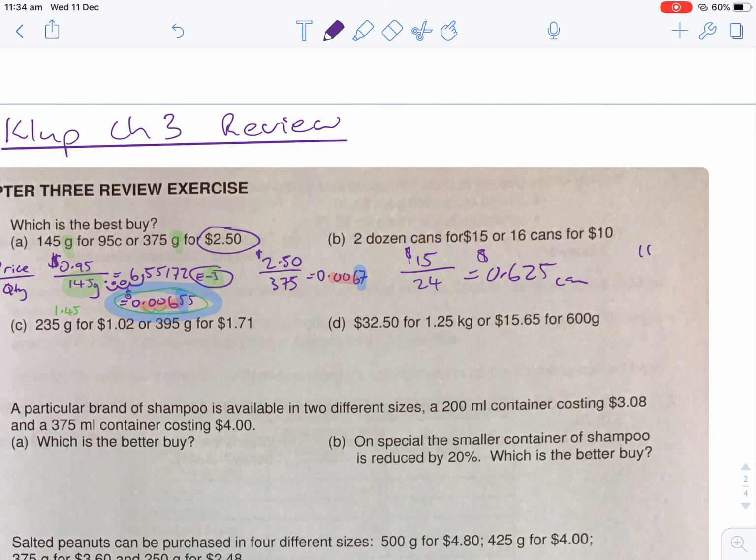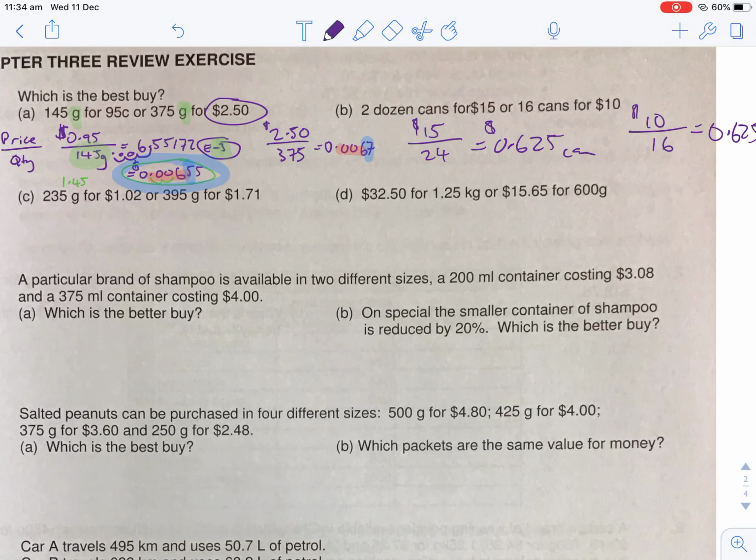If I did the next one, it's $10, and I'm going to divide that now by 16 cans. So 10 divided by 16 would again give me exactly the same answer, 0.625. So they're exactly identical. So in terms of which is the best buy, they're both exactly the same. Same if I was to do the next one. So I'm going to have $1.02, and I'm going to divide that by my 235. And for the second comparison, I'm going to have $1.71, and I'm going to divide that by my 395, and away we'll go.